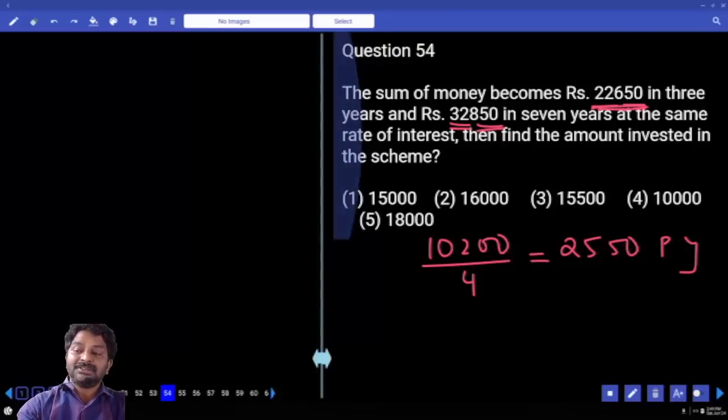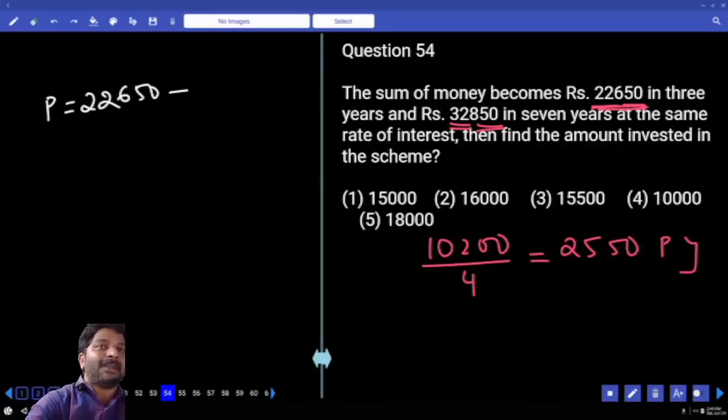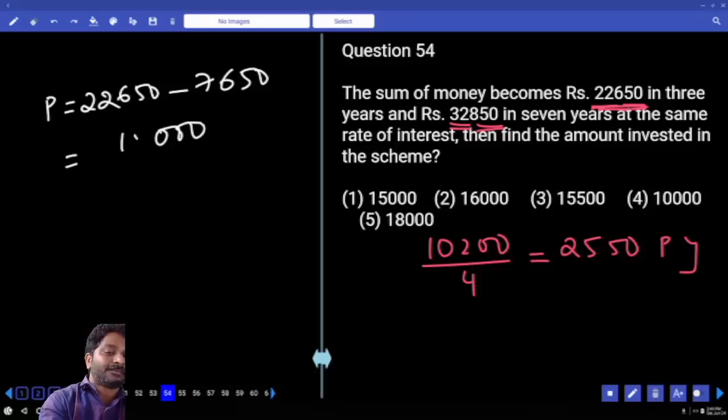Now 22,650 is the amount after 3 years. Then to get principal here, from this 22,650, how many years interest you need to subtract? 1 year interest is 2550. 3 years interest: 2500, 3 times 7,500. 50, 3 times 150. 7,650. Last 3 digits get cancelled. 3 zeros. 22 minus 7. Last 3 digits, first 2 digits. That's how we are dividing.